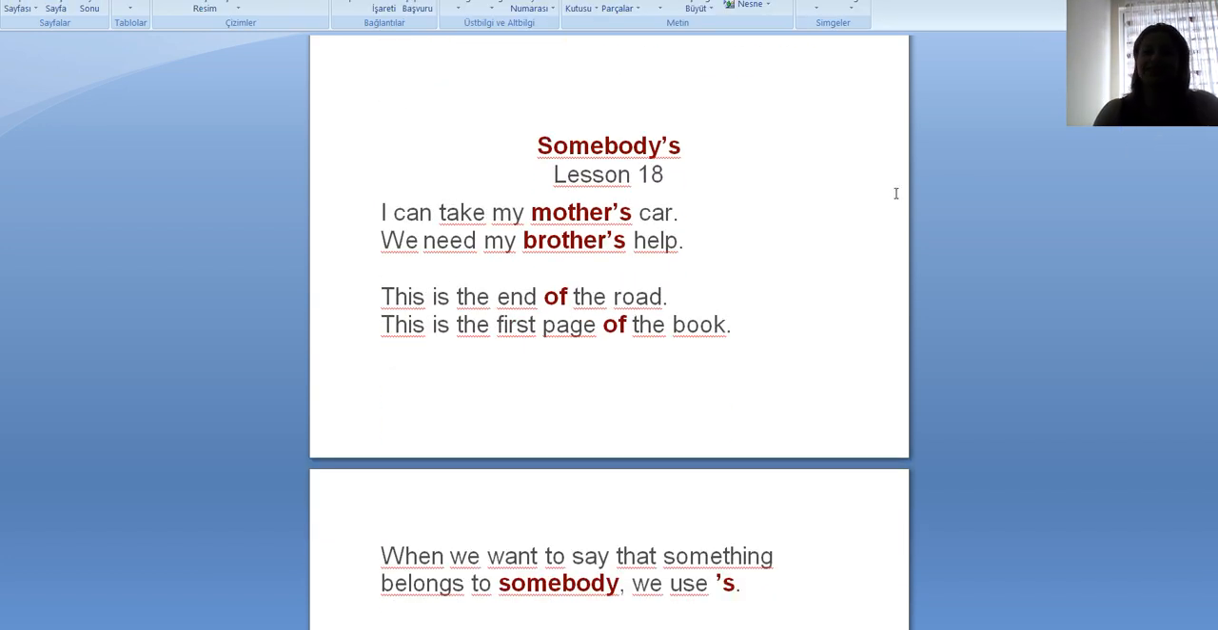Lesson 18. Somebody's. I can take my mother's car. It's somebody's. We need my brother's help. This is at the end of the road. This is the first page of the book.